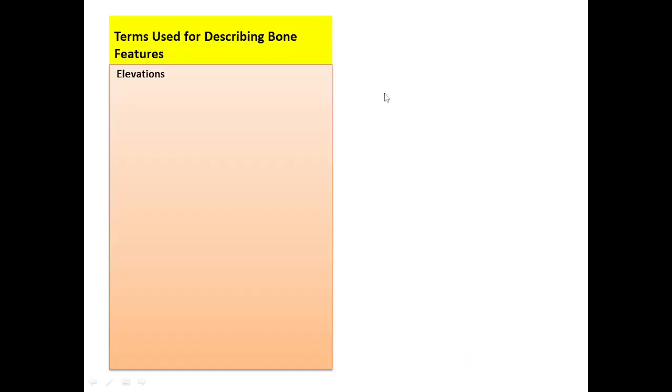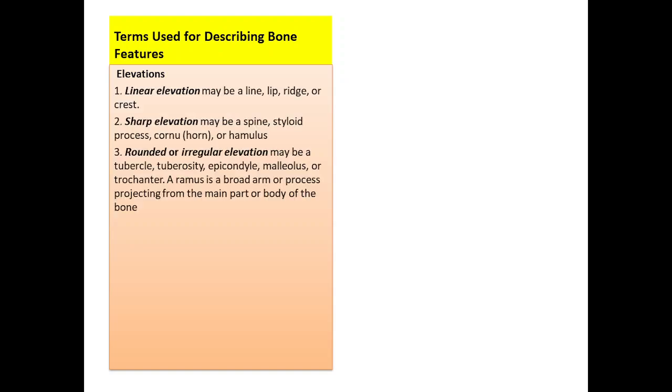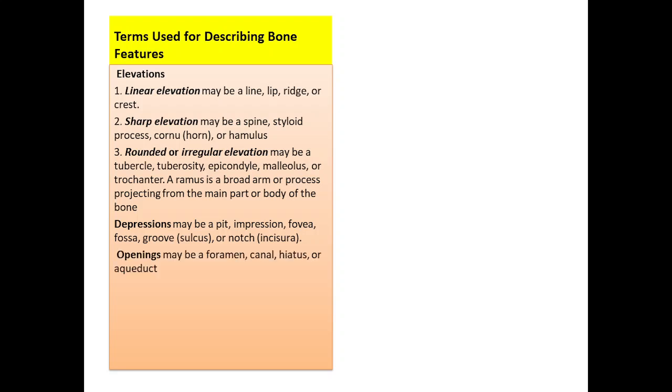Then we have some terms used for describing bone features. They are elevations. Elevations may be linear, may be sharp, may be rounded or irregular. Then we have depressions. Let's go to elevation first. It may be a line, a lip, a ridge, or a crest. The elevations may be spine, styloid process, cornu, or hamulus. There may be rounded elevation or irregular.